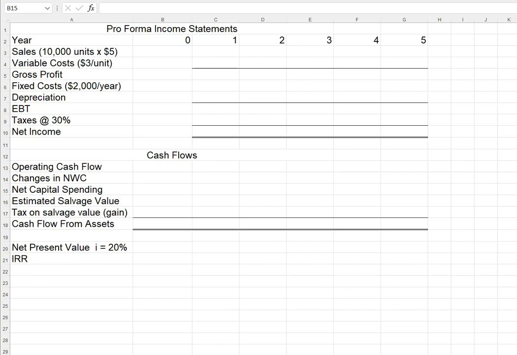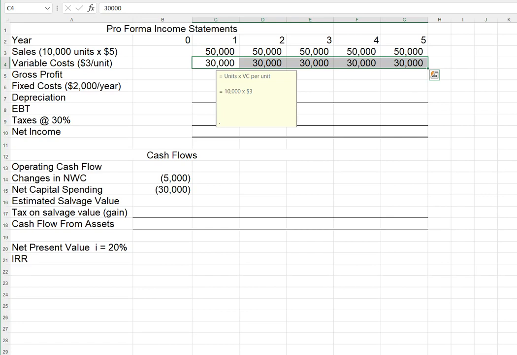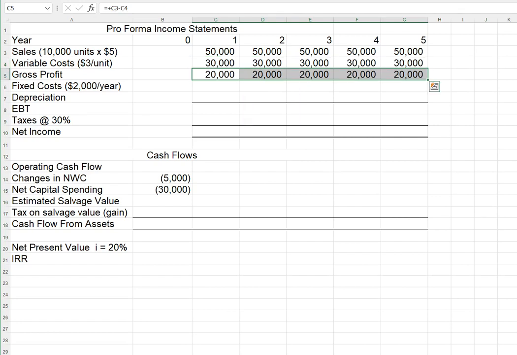All right, we're told our project cost $30,000, and that, of course, is a cash outflow at time zero. We were told we had a $5,000 working capital investment. Now let's go ahead and build up our pro forma income statement. We're told that we were going to sell 10,000 units at $5 per unit, so that's $50,000 per year. Our variable cost, we're told, is $3 per unit. At 10,000 units, that's $30,000 a year, giving us an annual gross profit of $20,000. We were told our fixed costs were $4,000 per year.